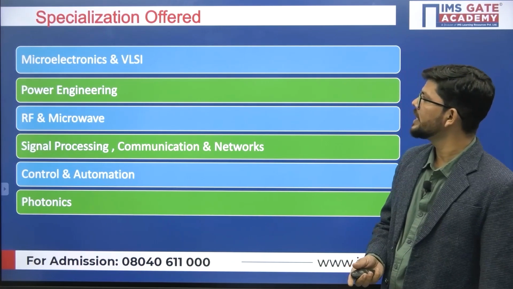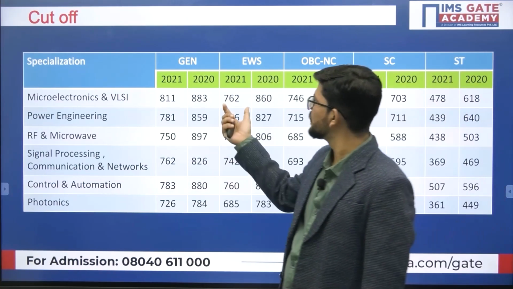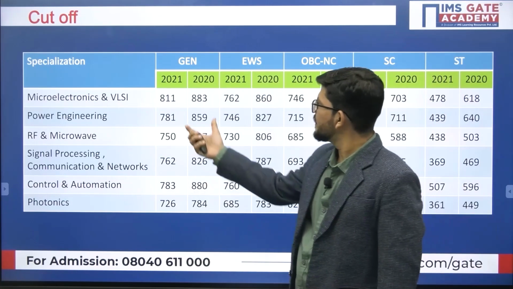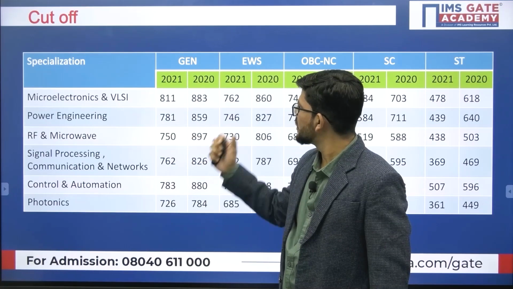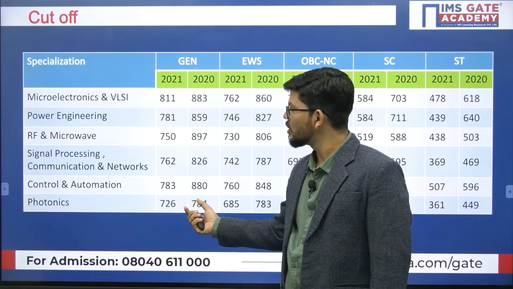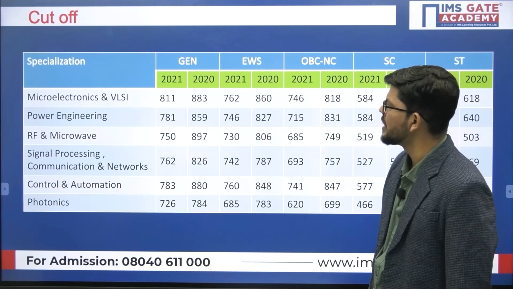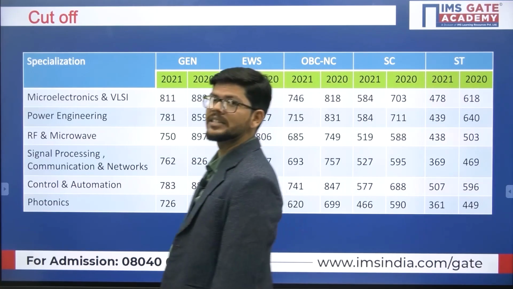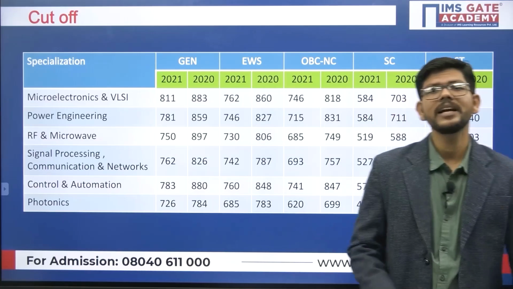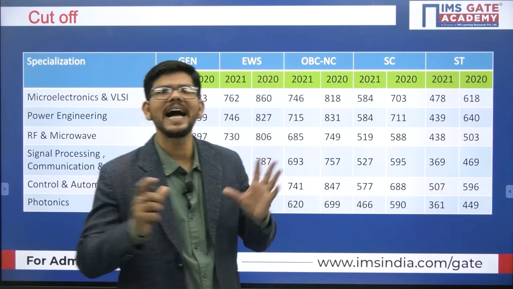Now if you talk about the cutoff, you can see the cutoff in the years 2020 and 21. One thing is very clear: in 2020 the cutoff was very high across the departments and specializations, but if your cutoff was above 750, then you had a great chance to get admitted here. So this much is the safe score that you should attain in order to get admitted into IIT Kanpur.